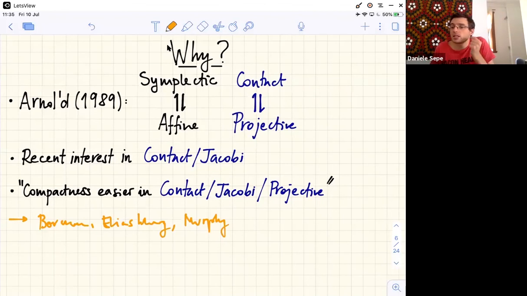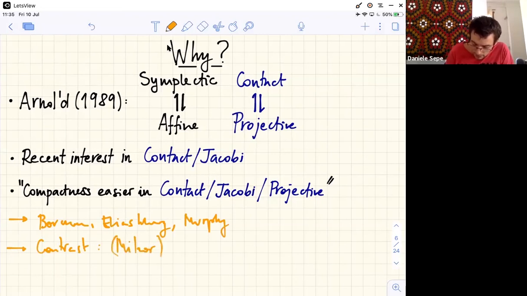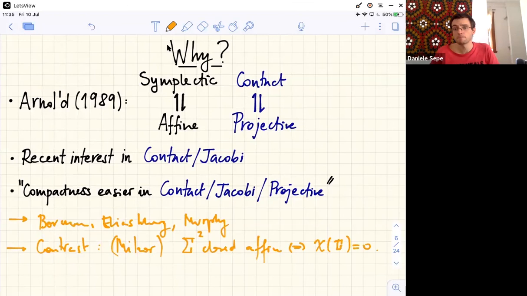Now, let me say something that is much closer to home. I'd like you to contrast the following results. Milnor proves that a closed surface, let me just say Sigma_2 for closed surface, is affine if and only if its Euler characteristic is zero. So only the torus and the Klein bottle support affine structures amongst closed surfaces. So you see, compactness is hard for affine things.